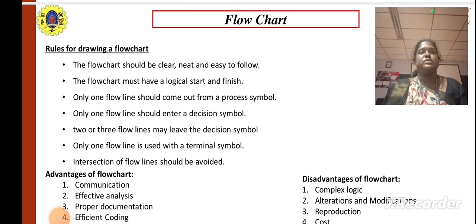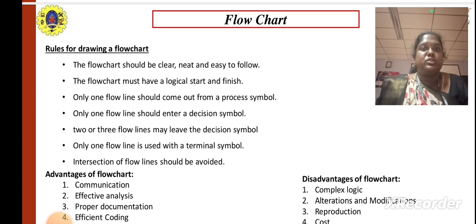I'm continuing my previous videos on flowcharts. Now, rules for drawing a flowchart. The flowchart should be clear, neat, and easy to follow. The flowchart must have a logical start and finish.